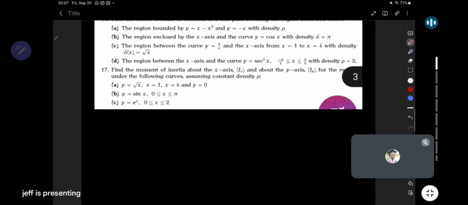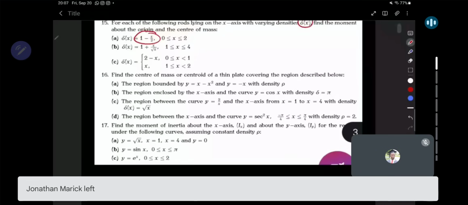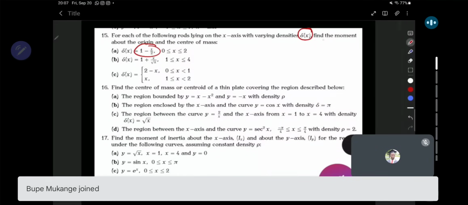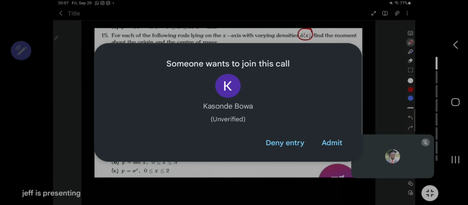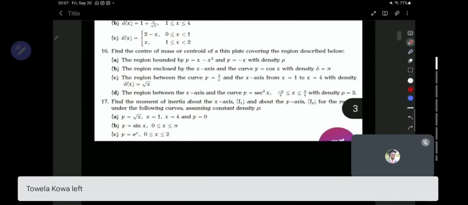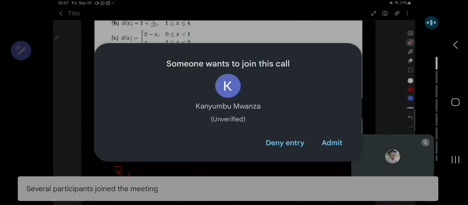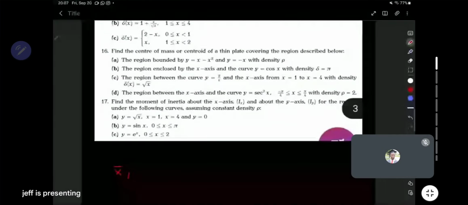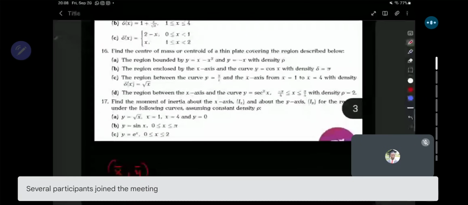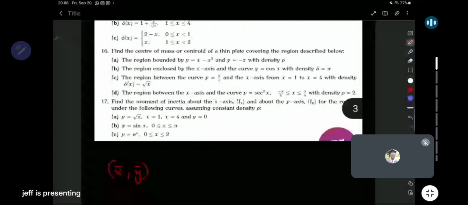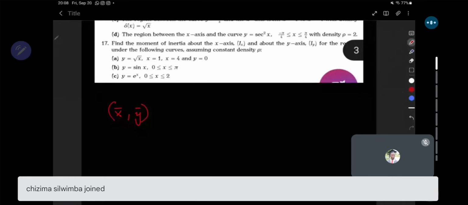So if you wanted to find, let's say, the center of mass, well, they want us to find the moment about the origin and the center of mass. Okay, so how do we do that? If we wanted to get the center of mass, of course, the center of mass will have two coordinates, x and y. So let's say these would describe the coordinates of the center of mass. How do we get these parameters?